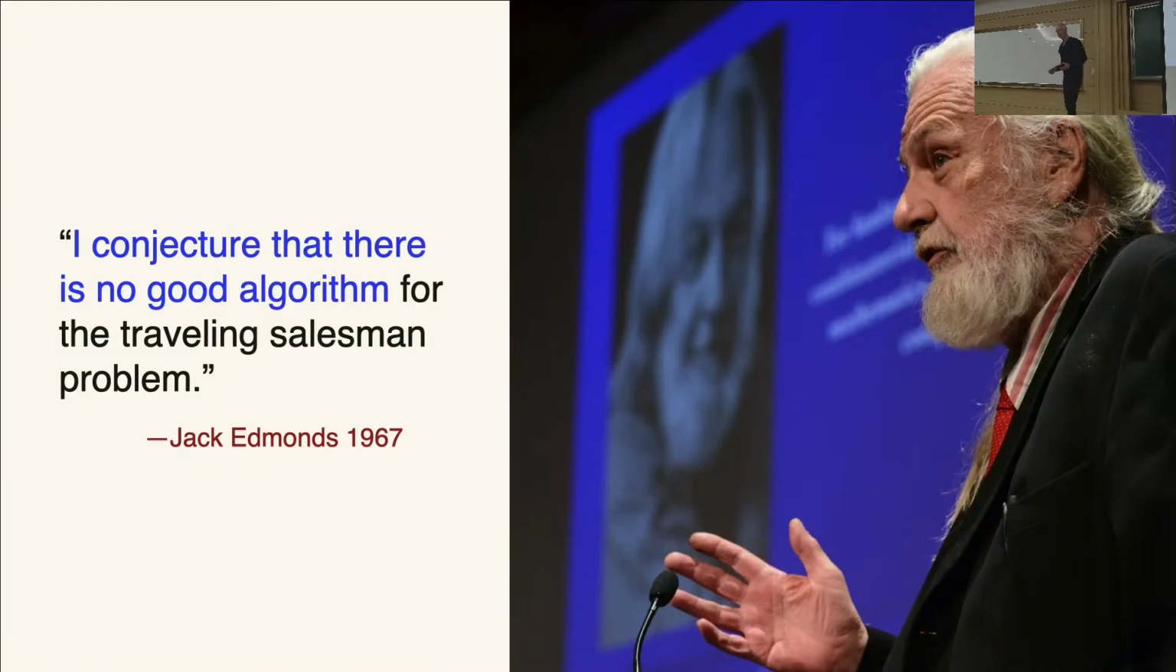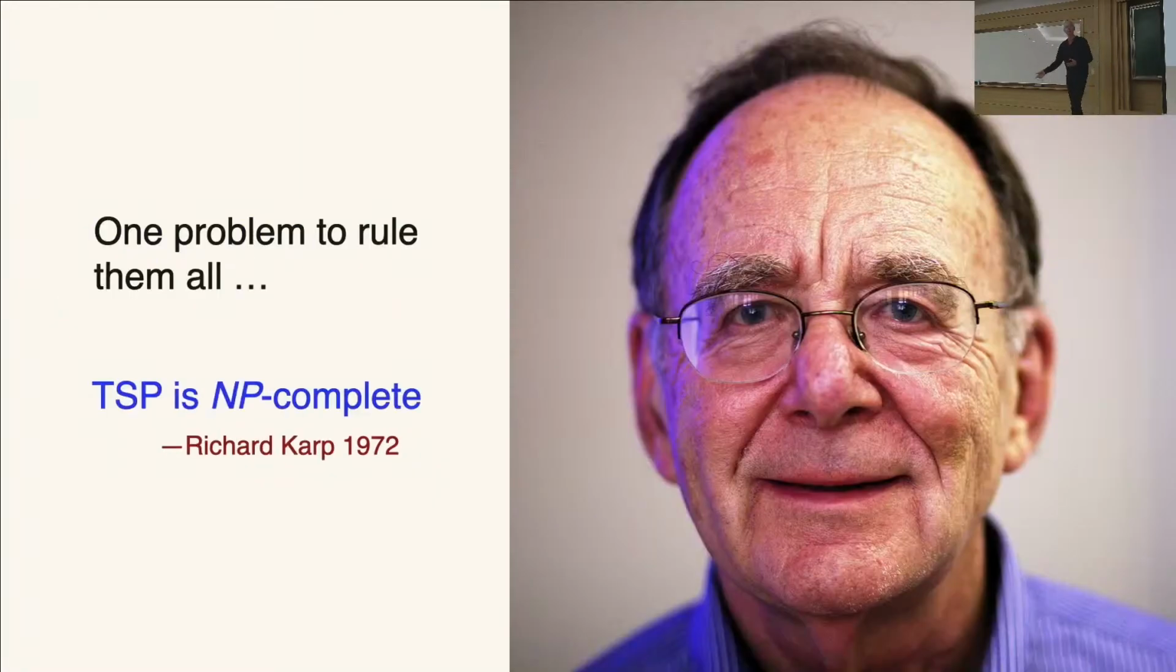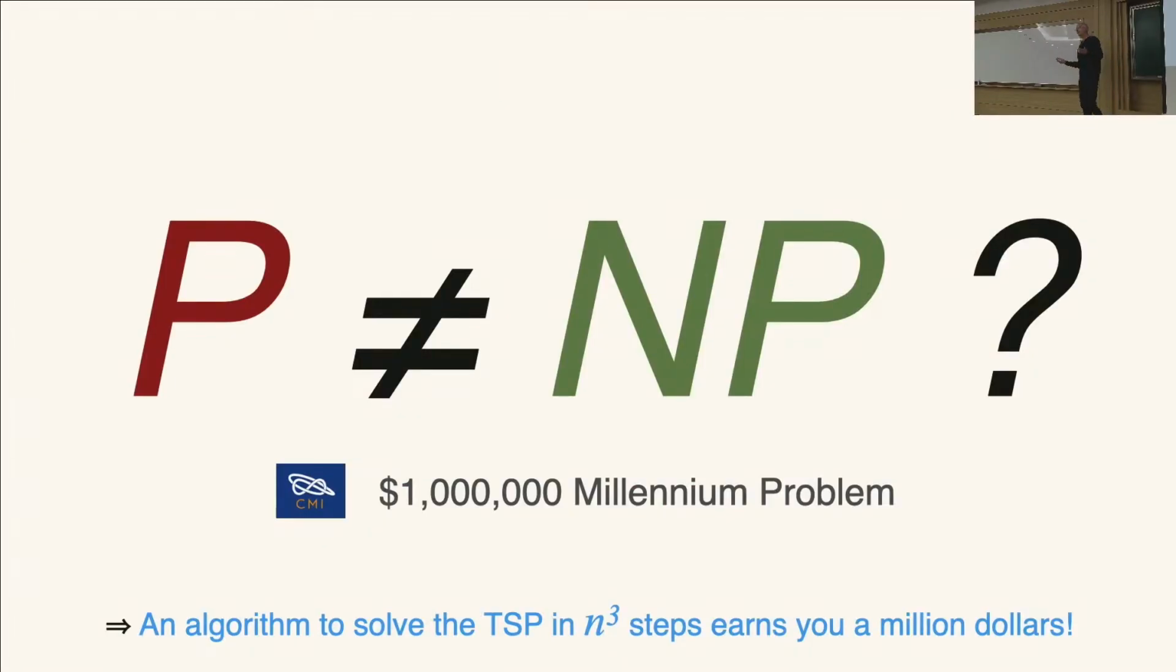In 1967, Jack Edmonds flat-out conjectures you'll never be able to solve the traveling salesman problem, so no polynomial time algorithm. A few years later, Richard Karp proves, using complexity theory now developed, that the traveling salesman problem is NP-complete. So now Edmonds' conjecture is wrapped up in this big P versus NP problem. It's a little bit delicate to explain exactly what this is, but this is one of the greatest open problems in mathematics. If you find a fast algorithm for the TSP, you'll win a $1 million prize. Or if you prove the algorithm doesn't exist, $1 million prize.